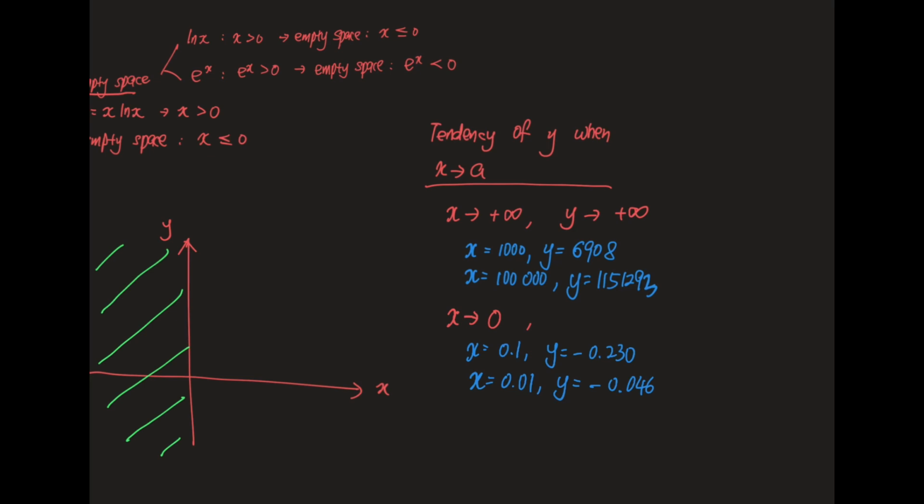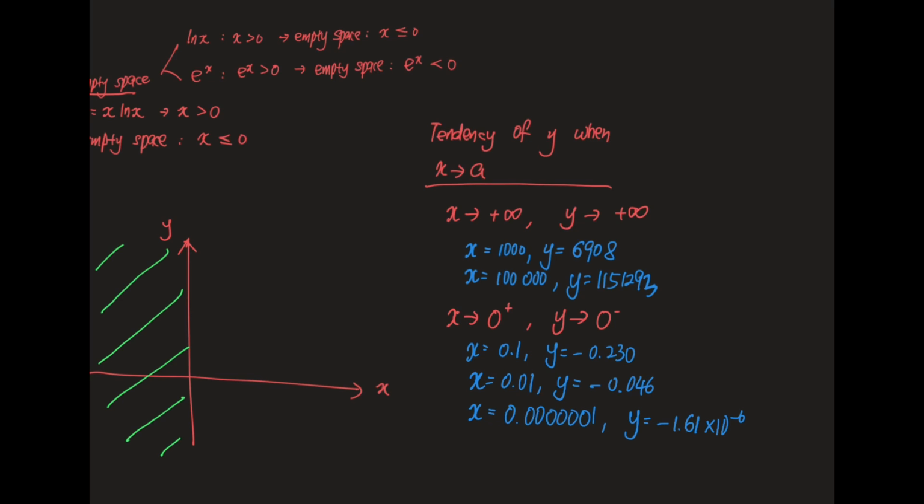Now I try even closer. I try x equal to 0.00123456, then I get y equal to negative 1.61 times 10 to the power of minus 6. So in other words, we can see the trend. When x is getting closer and closer to 0, y is getting closer and closer to 0 as well, but from the negative side.